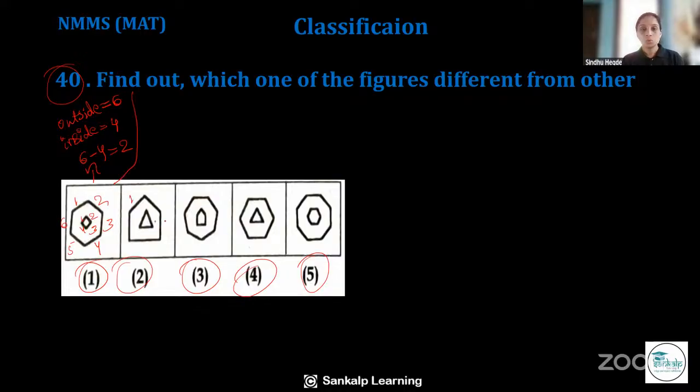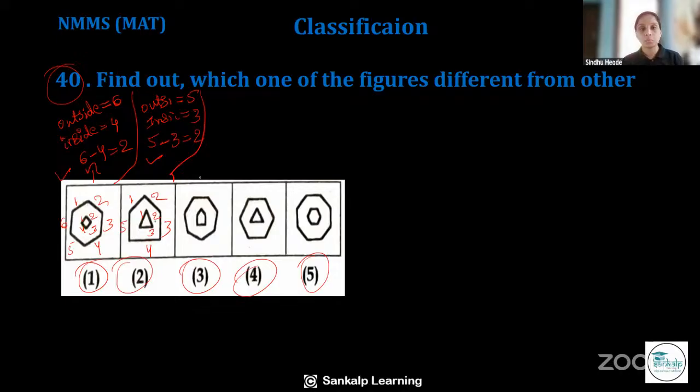Okay, then come to the second one. 1, 2, 3, 4 and 5. Outside, 5. Inside 1, 2, 3. So inside is 3. Subtract 5 minus 3, we get 2. So 1 and 2 follow the same pattern.